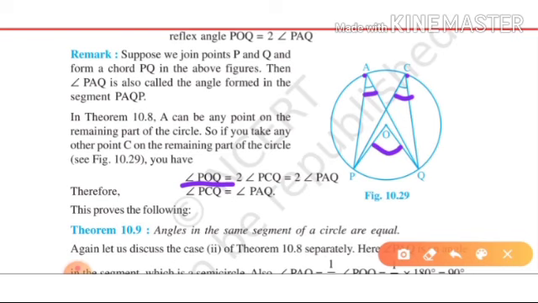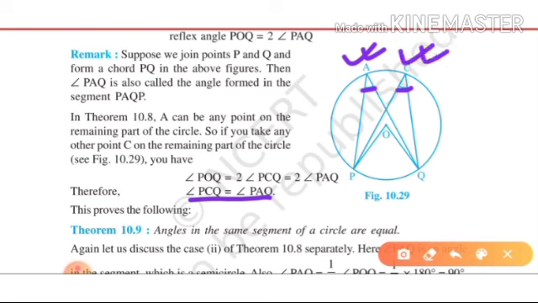According to the previous theorem 10.8, POQ is twice PAQ and POQ is twice PCQ. So that means twice PCQ is equal to twice PAQ. Twice cancels, so what will you have? You will have PCQ is equal to PAQ. So PCQ and PAQ are equal. That means angles in the same segment of a circle are equal.